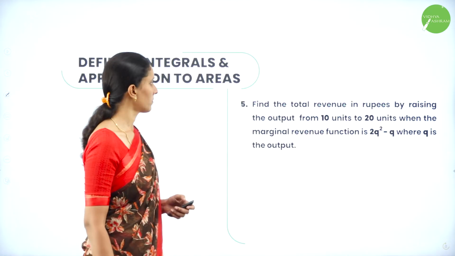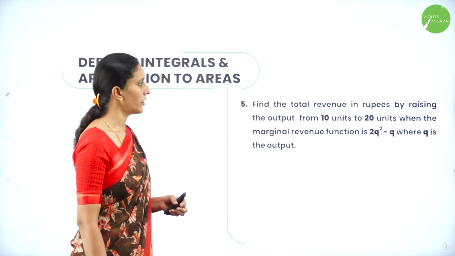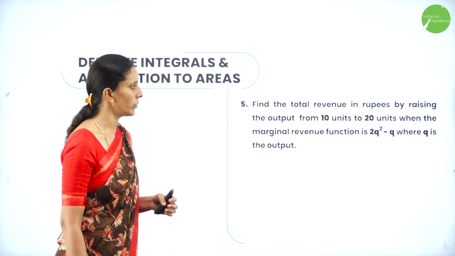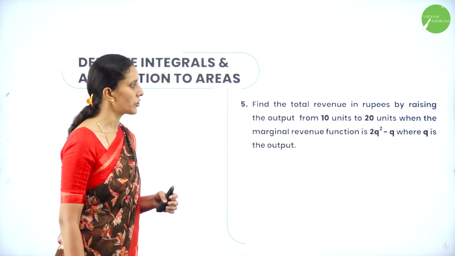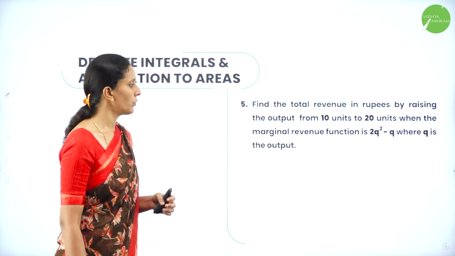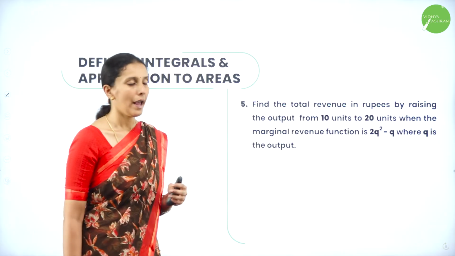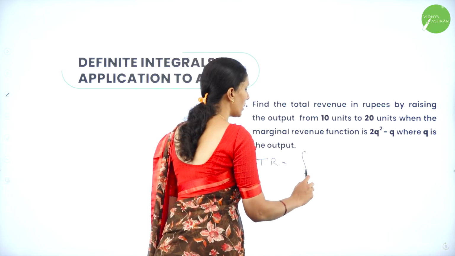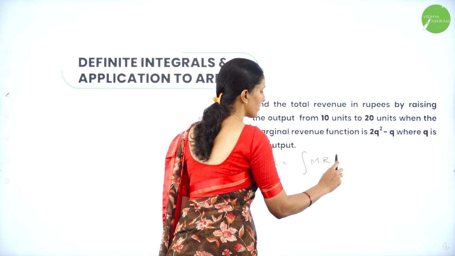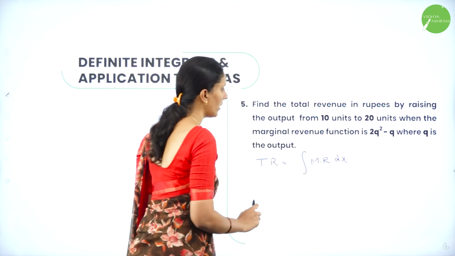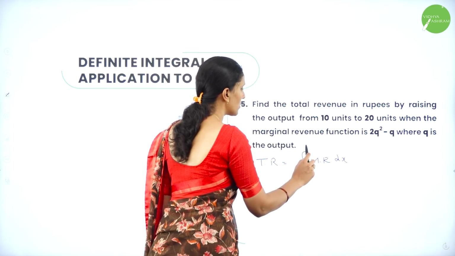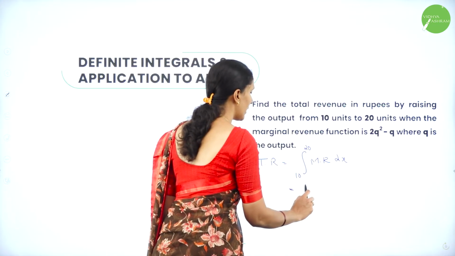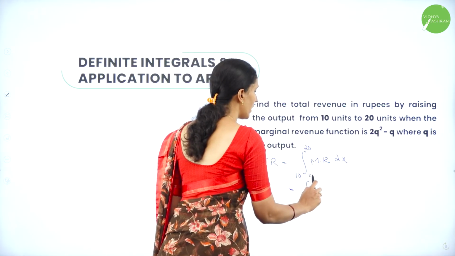Next question. Find the total revenue in rupees by raising the output from 10 units to 20 units when the marginal revenue function is 2q² − q, where q is the output. I have already told you that to find the total revenue of a function, we need to integrate the marginal revenue. Also, they have given that the output rises from 10 units to 20 units. So, these are the limits they have given. So, first let us integrate it from 10 to 20.